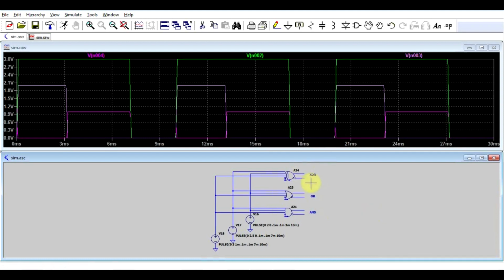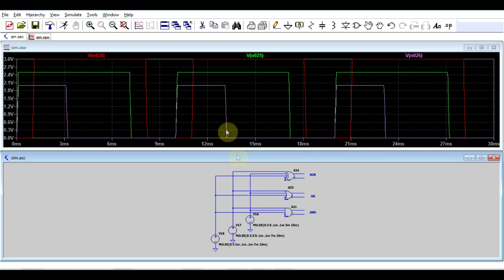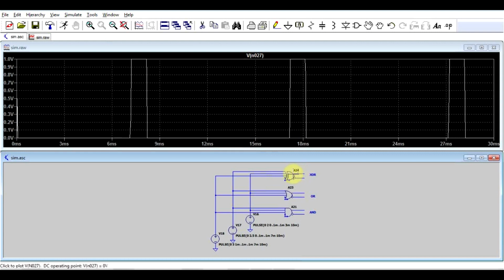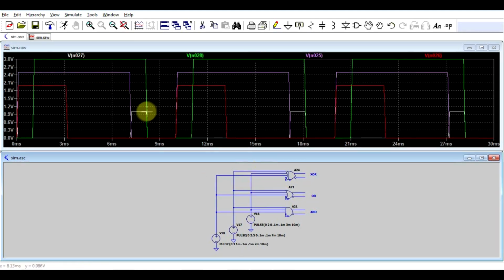So let's see how these multiple input gates work. Again, we have our 3 input signals and our AND will give a positive output only when all of them are high. Our OR will give a positive output when either of the inputs are high, and our XOR will give a positive output only when a single input is high. So if two inputs out of three are high, it will not give you a positive output.